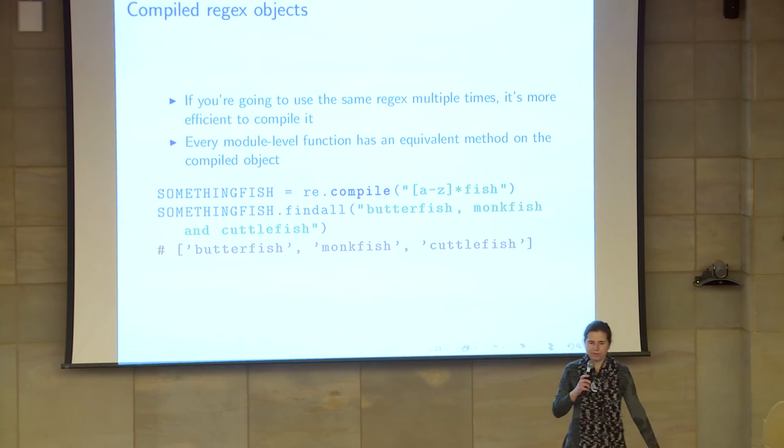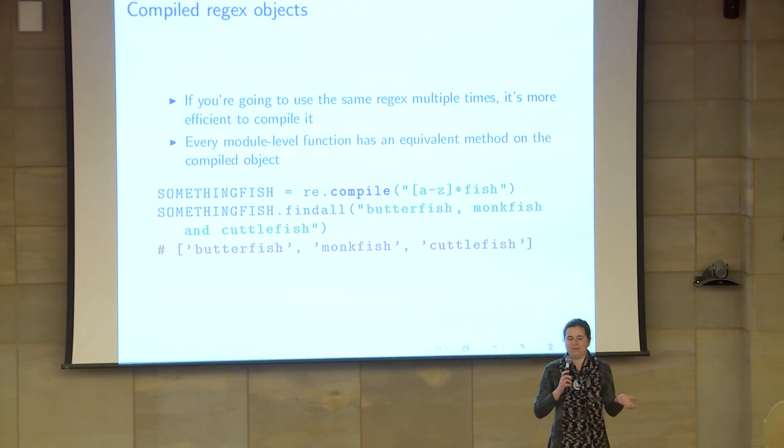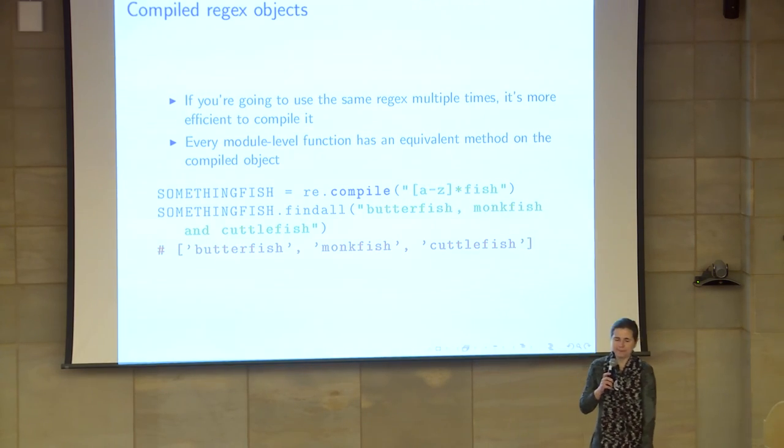You can also compile regex objects. This is something you might want to do if you have the same regular expression and you're using it a million times. You may as well compile it. There's caching, which makes this not hugely important all the time, but there's no reason not to do it. All of the module level functions have equivalents on the actual regular expression object. Obviously, just the regular expression string parameter is discarded, and then the other parameters, I think, are always in the same order.